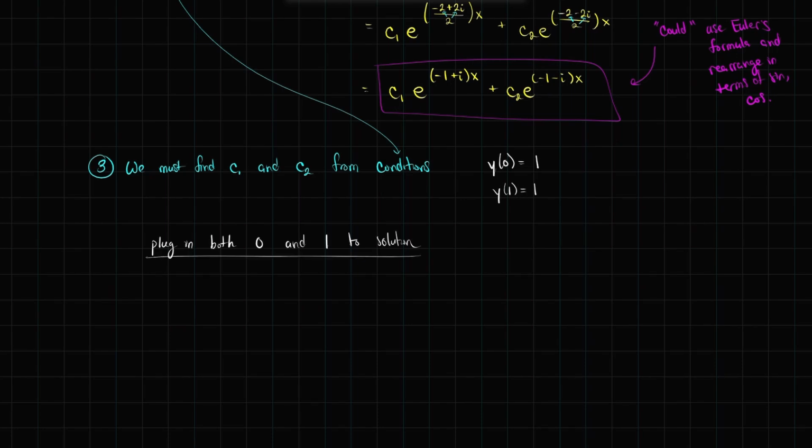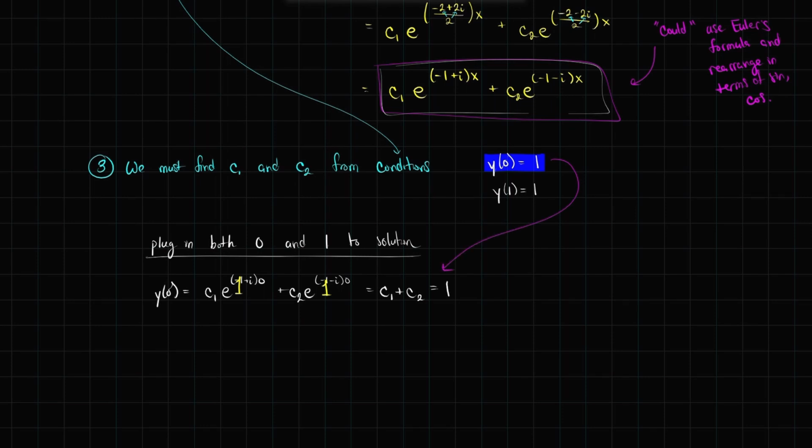So when I plug in 0 to my solution, I'm plugging in 0 for x. C1 e to the negative 1 plus i times 0 plus C2 e to the negative 1 minus i times 0. Everything to the 0 power is always 1. This gives me C1 plus C2. But I know that this is supposed to be equal to 1. So because I have, from the condition, this is equal to 1, I've established one relationship between C1 and C2.